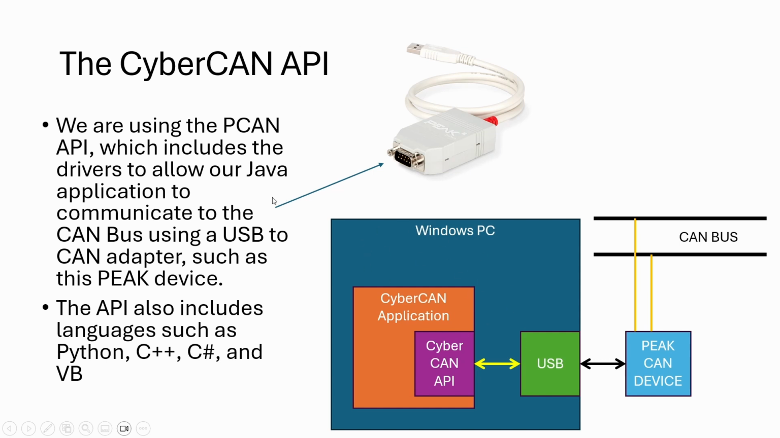So as you can see in this picture, I have my Windows PC. I've got my CyberCAN application. Inside of it, I've got my CyberCAN API, shown connected to USB. And from there, the USB is connected to the CAN device, which connects to the CAN bus. Also pretty neat, the API includes languages such as Python, C++, C Sharp, and VB.